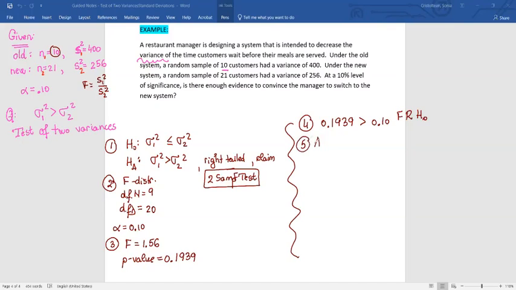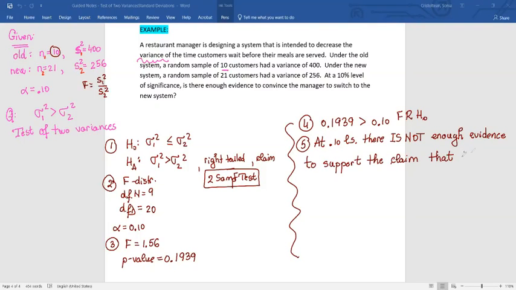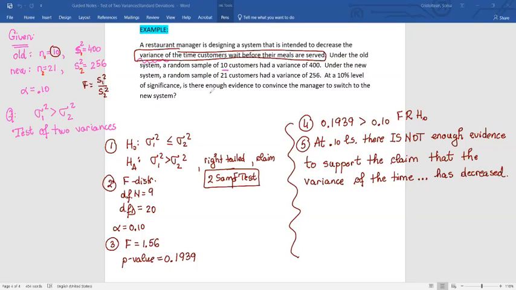And that means at 0.10 level of significance, there is not enough evidence to support the claim that the variance of the time has decreased. To answer the question, there is not enough evidence to convince the manager to switch to the new system.